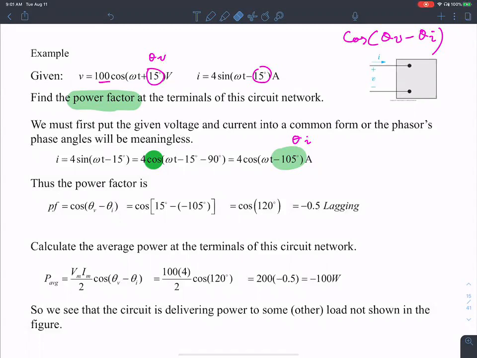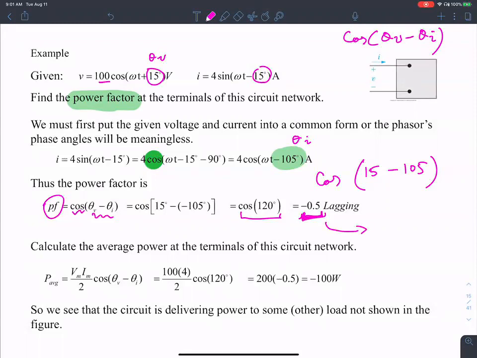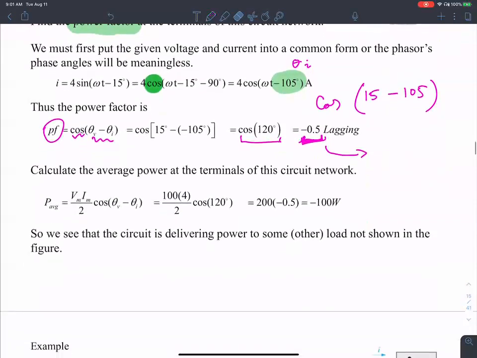Now the power factor is cosine of theta V minus theta I. Theta V is 15, theta I is negative 105. So cosine of that is cosine 120 degrees. A negative value for your reactive power indicates an inductive circuit.